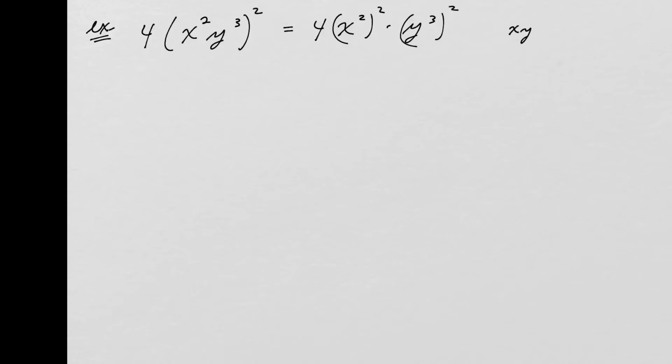Remember, if I have xy to the a, this is x to the a times y to the a. So in this case, my x is like x squared, and my y is like y cubed. Right, so each one gets raised to the second power. And then I can use the power rule, right, where I'm raising x squared to a power. So what do I do with the exponents? I multiply them together. So what's 2 times 2? That would be 4. And then y, I have y cubed raised to the second power, so 3 times 2 is 6. So that would be the answer. It'd be 4x to the 4th, y to the 6th.